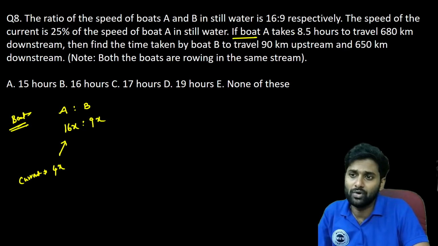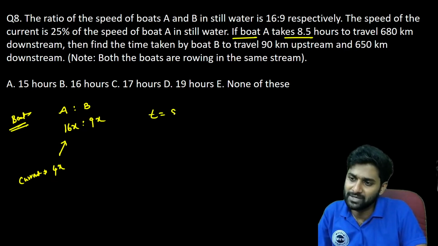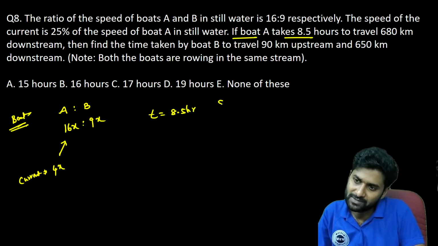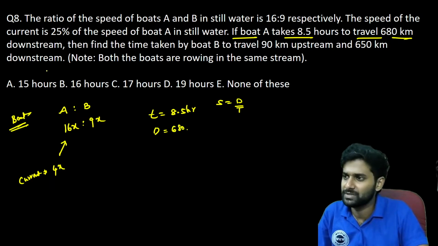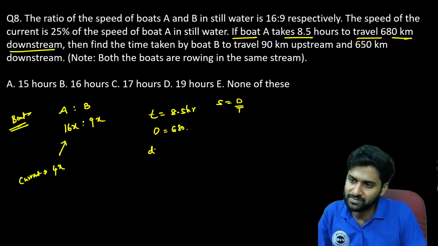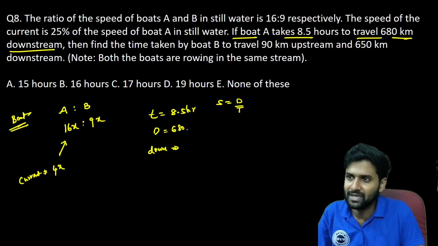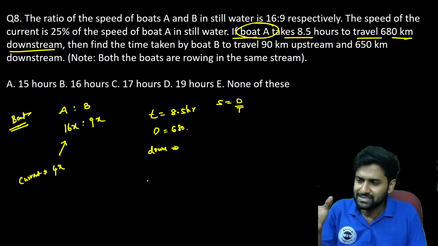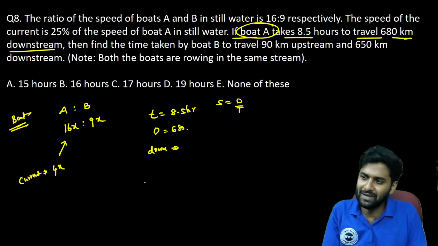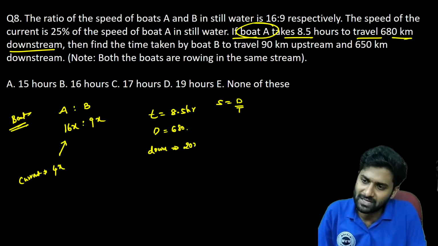Now the question: a boat takes 8.5 hours. They clearly mentioned 8.5 hours of time. Speed is equal to distance by time, right? So they travel 680, so the distance is exactly equal to 680 kilometers downstream. See, downstream means the boat travels along the stream. And they clearly mention that this information is related to the boat here. So traveling downstream means the boat travels along the stream. Along the stream is exactly equal to 20x.